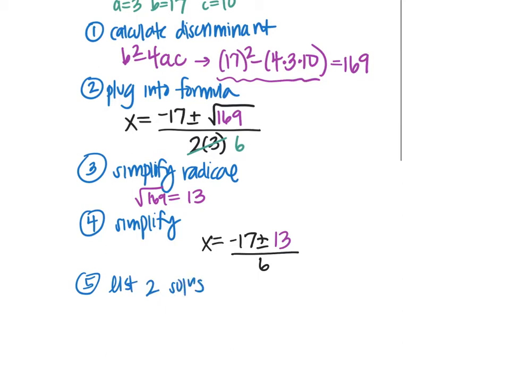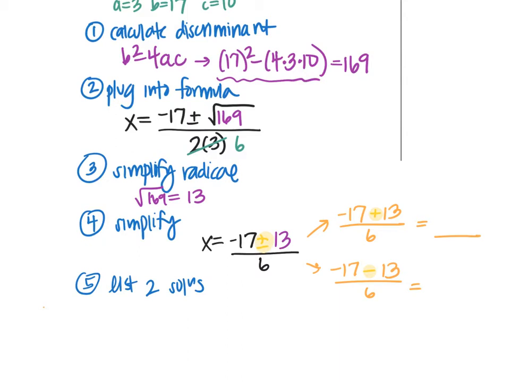So how do I get those? Here's what we're going to do. To get our two solutions, we're going to take negative 17 plus 13 over 6 and simplify. And we're going to take negative 17 minus 13 over 6 and simplify. So again, you may be asking, where does that plus or minus come from? Remember, plus or minus is going to give us our two solutions. So we're going to break it up.